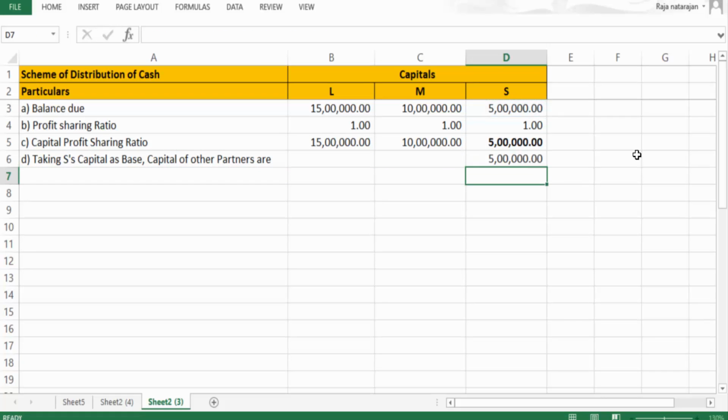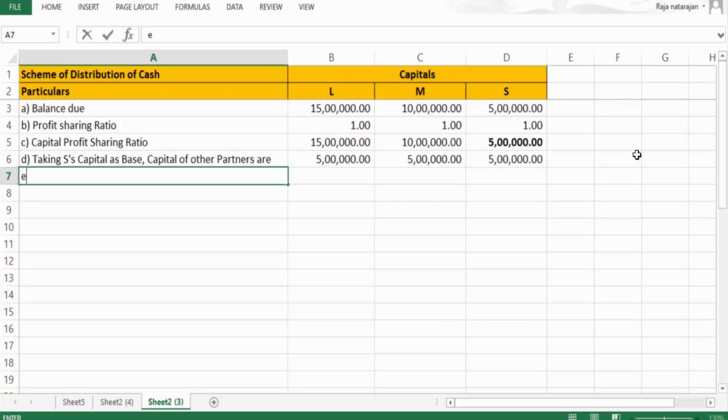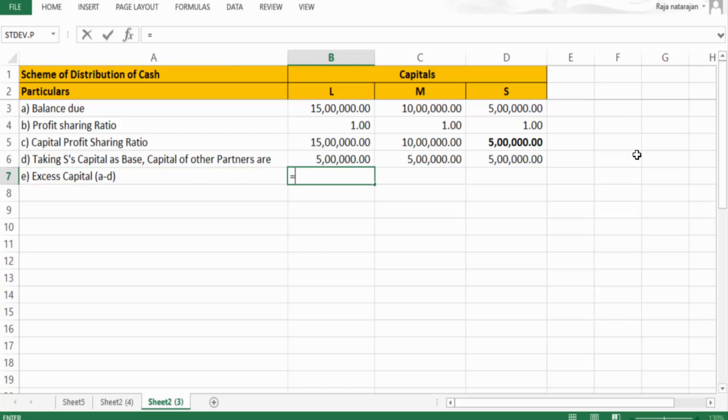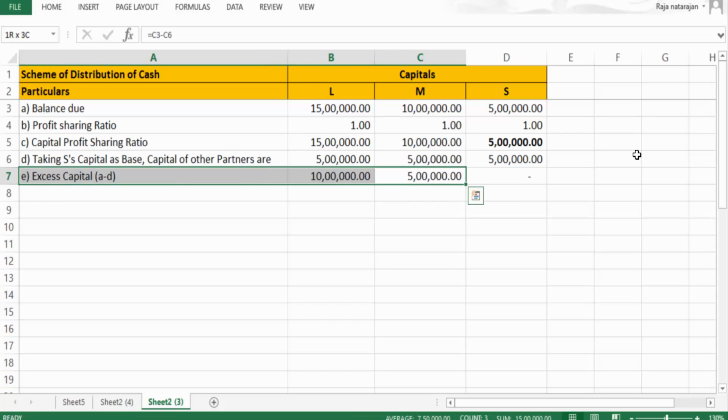so here I'm going to have this 5 lakh, and if this 5 lakh is for 1, what is it for the other 1? It should also be 5 lakh. And if this 5 lakh is for 1, what is for this 1? And again this is 5 lakh, so we are going to arrive at the excess capital. Excess capital is nothing but item A minus D, which is 15 lakhs minus 5 lakh, it's 10 lakhs. And 10 lakh minus 5 lakh is 5 lakh, and here 5 lakh minus 5 lakh is going to be 0.